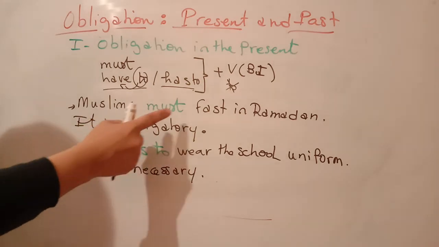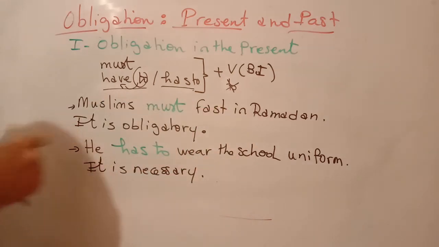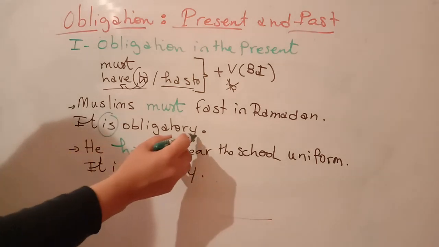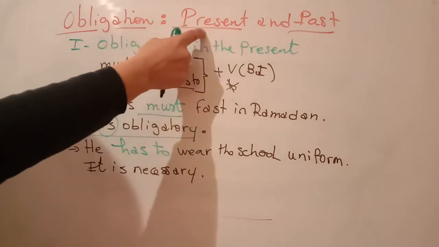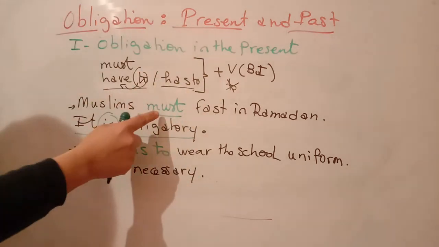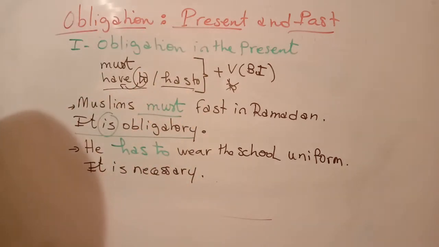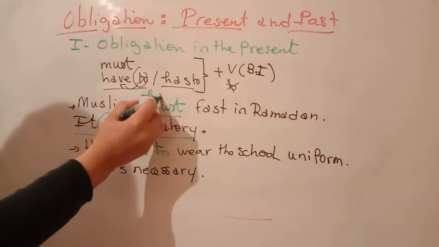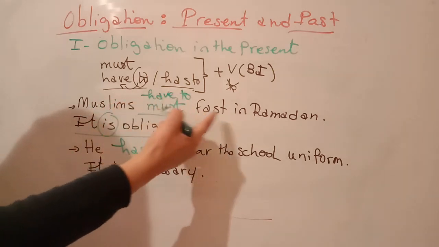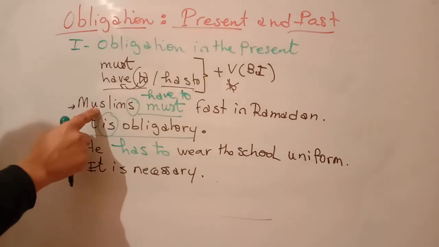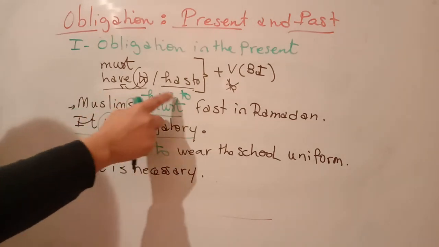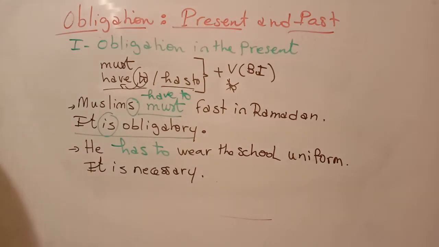Muslims must fast in Ramadan. It is obligatory. So as you see here, the situation is present. That's why we are using obligation in the present, expressed via must. We can also use here have to fast in Ramadan because the subject is plural. We can replace it with they. They have to fast in Ramadan.